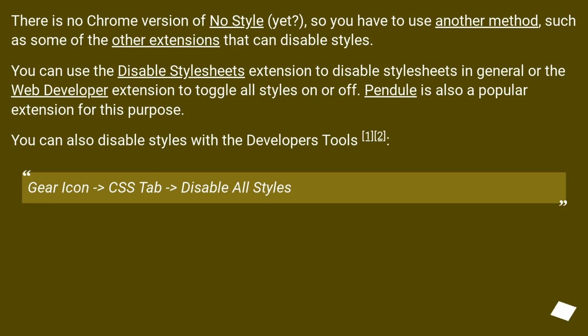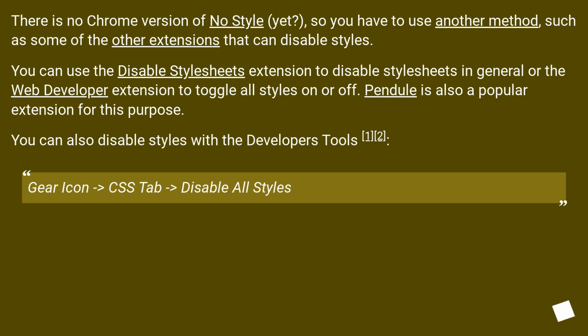There is no Chrome version of No Style, yet. So you have to use another method, such as some of the other extensions that can disable styles. You can use the Disable Style Sheets extension to disable style sheets in general, or the Web Developer extension to toggle all styles on or off. Pendule is also a popular extension for this purpose.